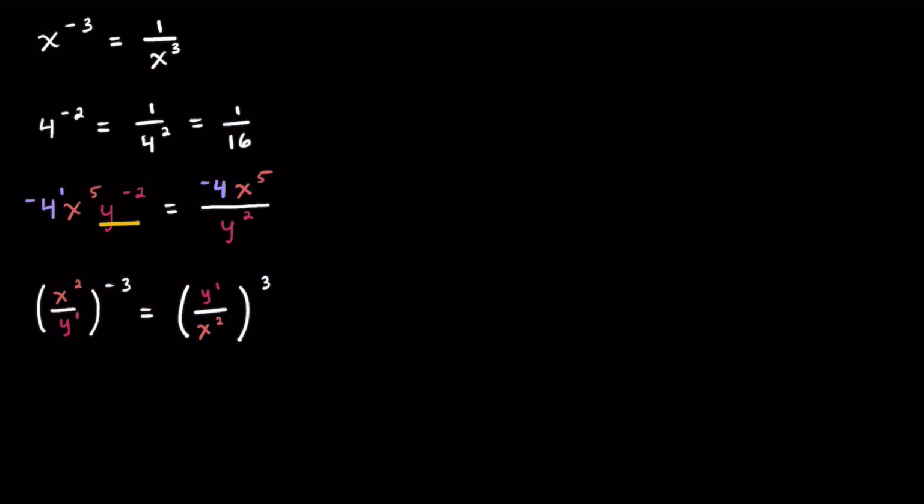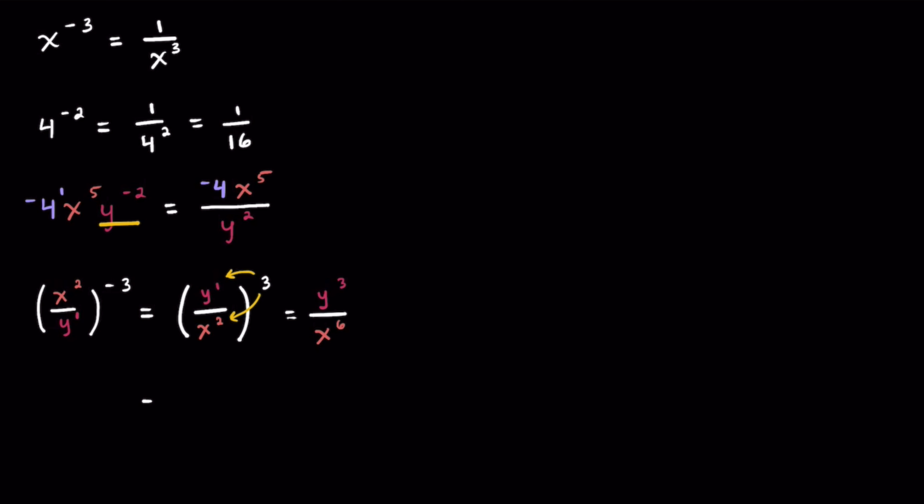Now that we have this fraction raised to a positive exponent, we don't have to deal with negative exponents at all. This 3 is going to be applied to both of these bases that are on the inside here. So we're going to have y to the first power raised to the third power. If we have y to the 1 power to the third power, we just multiply that 1 and 3 together. That's going to be y to the third power. And on the bottom, that x to the second power to the third power, we can multiply that 3 and 2 together to get x to the positive 6th power. So that would be this simplified expression here.